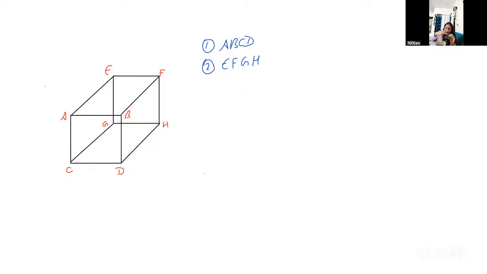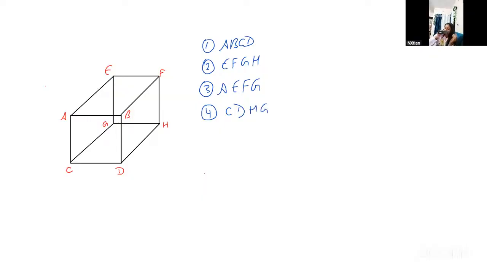Now the top one I'm writing. The top one becomes A, E, F, G. Then I'm writing down the bottom one. The bottom one is C, D, H, G.